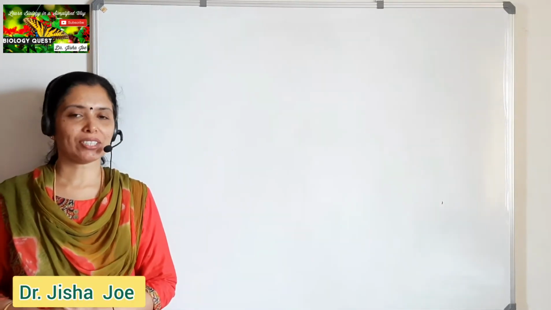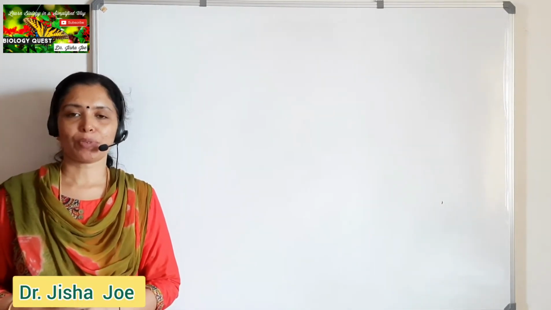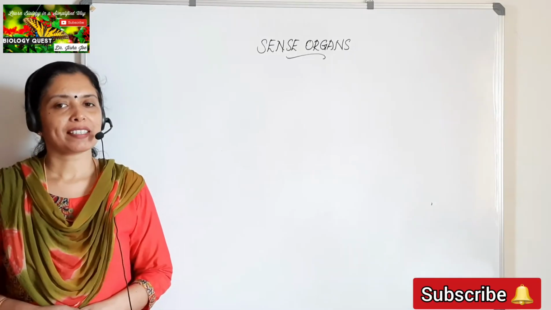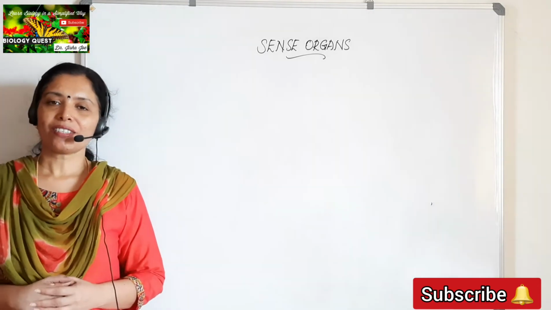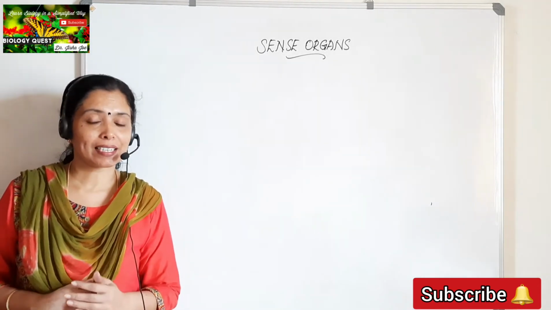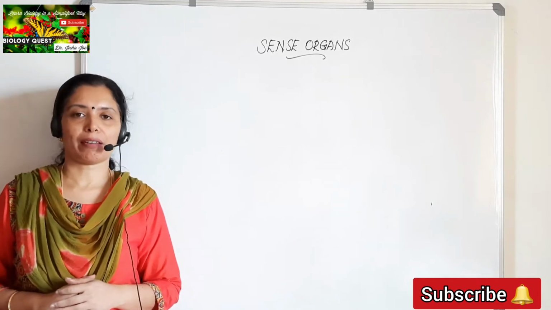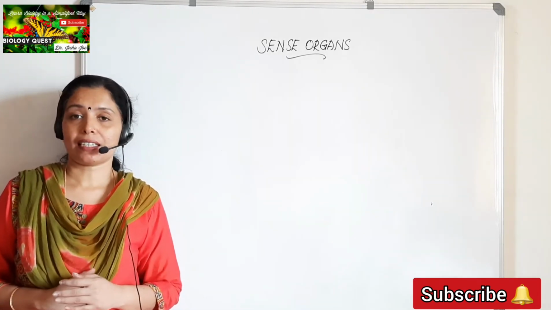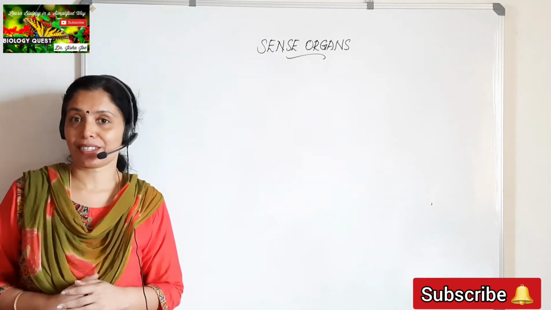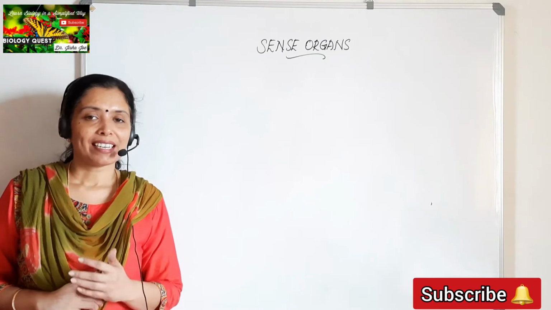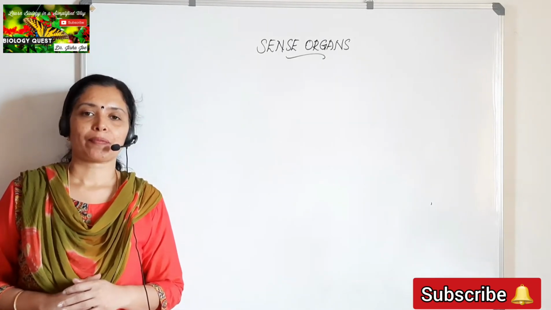I'm Dr. Jisha Jo. In this session, we are starting with a new chapter, sense organs. What are sense organs? Sense organs enable us to be aware of our external and internal environments. In our kindergarten classes, we have studied that we have 5 main sense organs. They are the eyes, ears, nose, tongue, and skin.